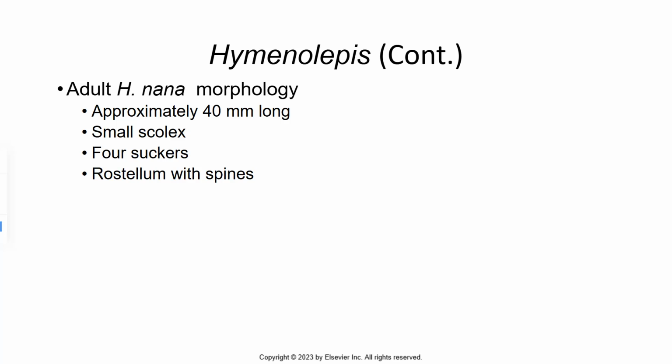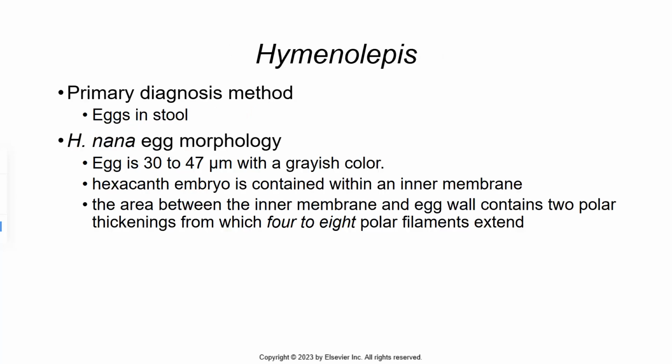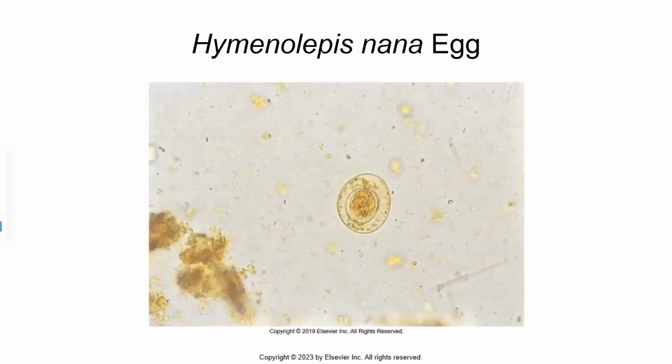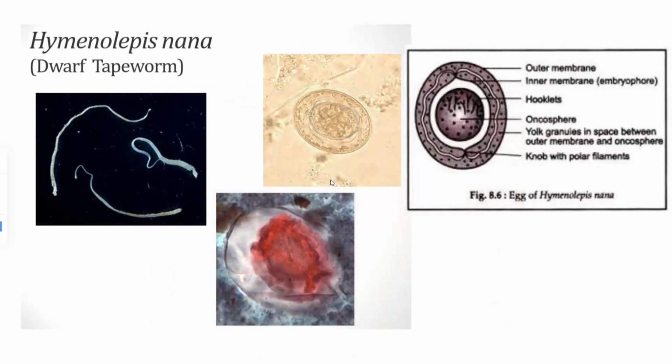The adult H. nana morphology: approximately 40 millimeters long, a small scolex with 4 suckers, and a rostellum with spines. Primary diagnosis method would be eggs in stool. The egg morphology is listed here. And this is what the egg of H. nana looks like. And here's another picture of the egg and the actual worm. Here it's encysted in some tissue.